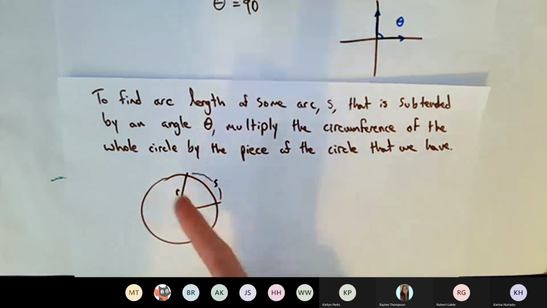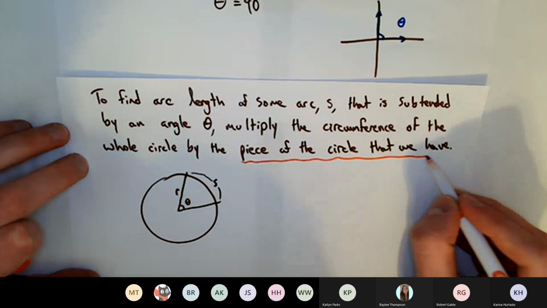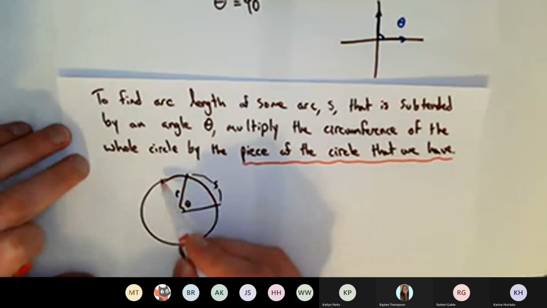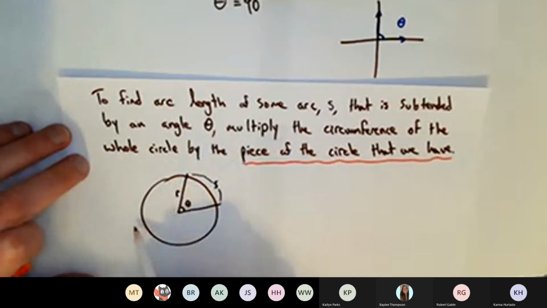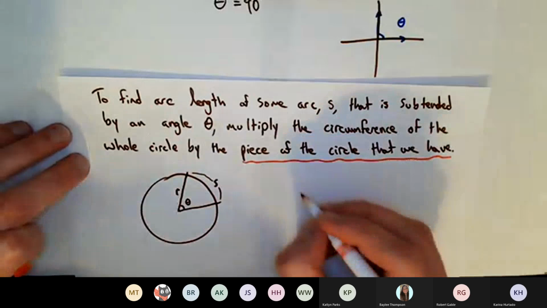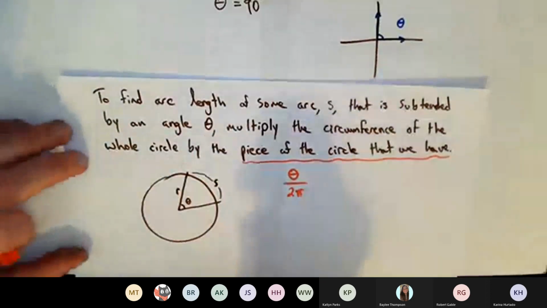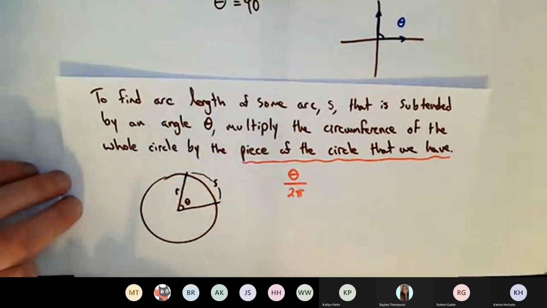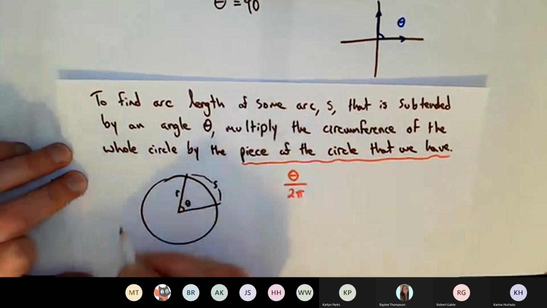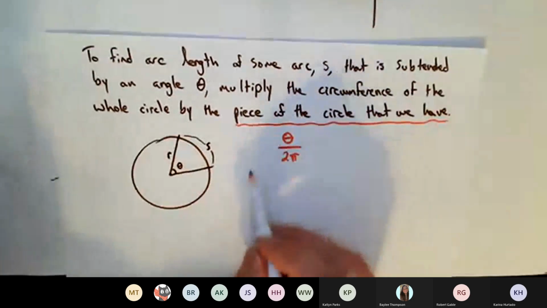So what is the piece of the circle we have? Well, it's some fraction of the circle, right? If our angle was 90 degrees, wouldn't we have a quarter of the circle? If it was 180 degrees all the way across, we would have half of the circle. So the piece of the circle that we have is the angle over 2 pi, 2 pi being the whole revolution. The angle that we have divided by the entire circle. That's the ratio.